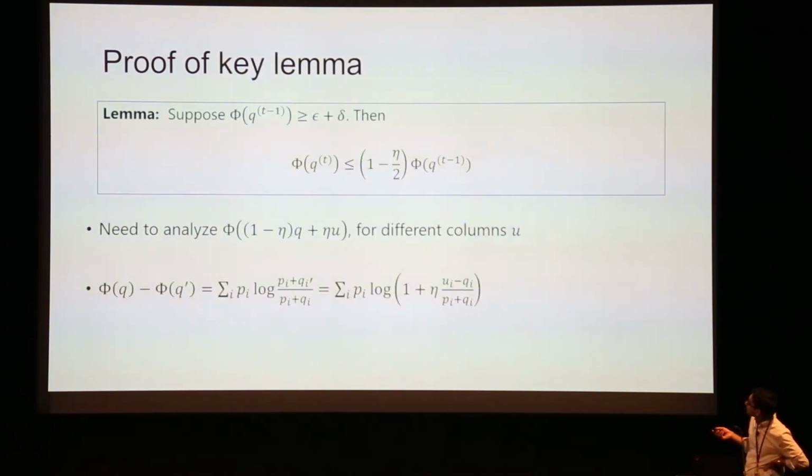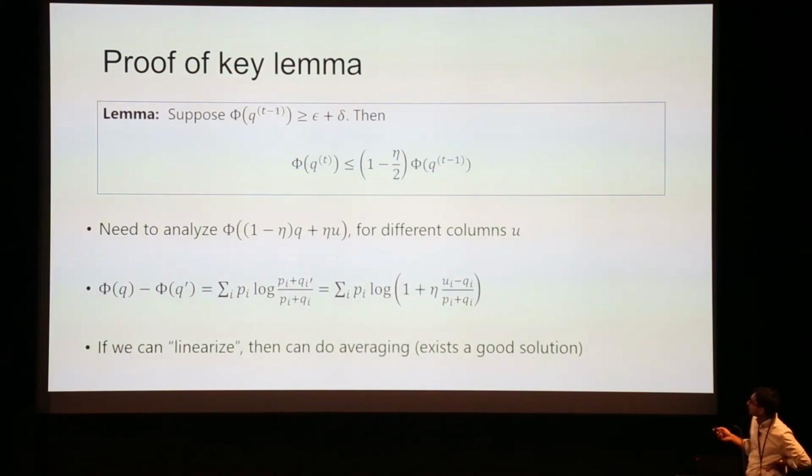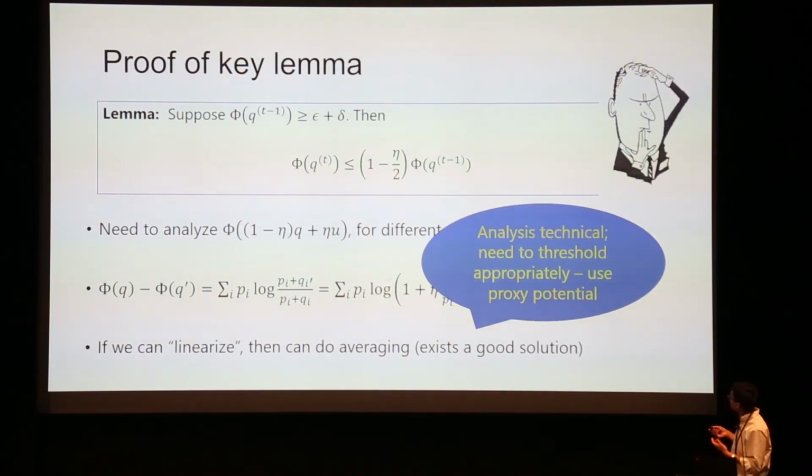So the lemma itself is kind of technical. If we could linearize a certain function, then you can do averaging, but it turns out that we can't linearize the particular function we have at hand. So this leads to a slightly technical analysis. We'll have to do an appropriate thresholding and use a proxy for the potential that we are doing.